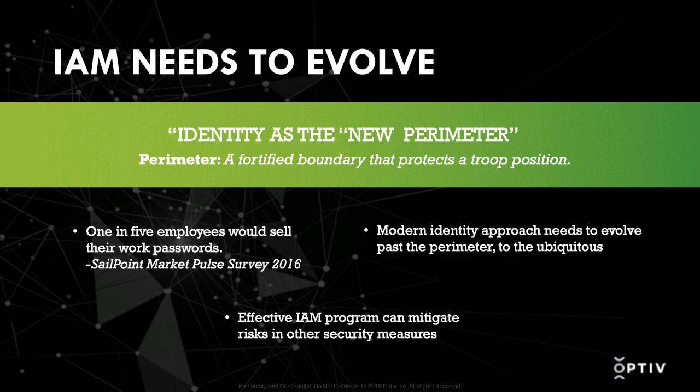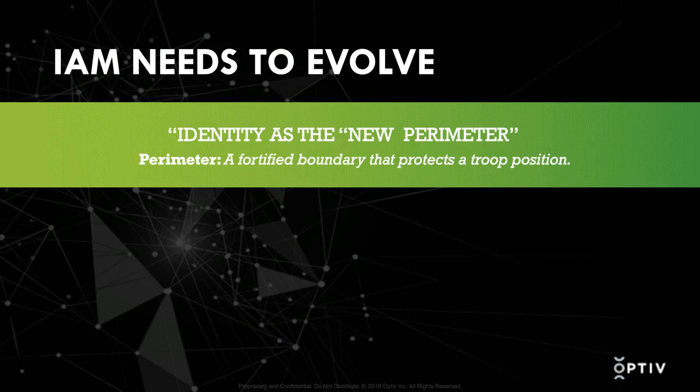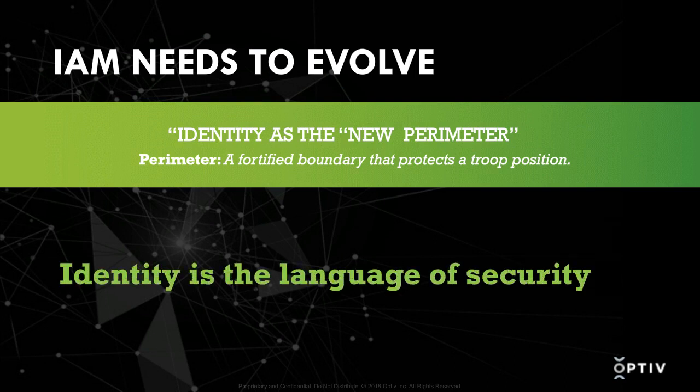Modern thinking around identity has to expand beyond the perimeter mentality. Identity is everywhere. Identity is ubiquitous. So putting an effective IAM program in place can mitigate your risk in other security initiatives. And what we're saying is that identity is the language of security. It's a foundational element to a well-run cybersecurity program. If you really want to talk security and go beyond compliance, you have to be speaking identity. Because if you're not fully understanding the user, their operating context, their access rights, their entitlements, all of those things, then you're really not talking security.